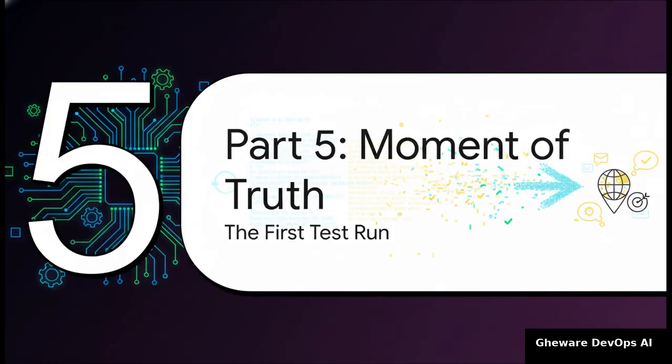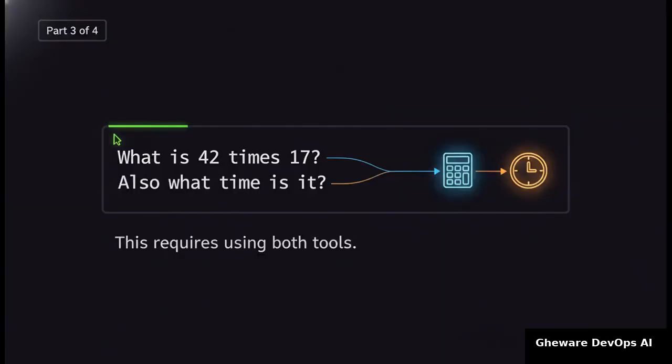The assembly is complete. The agent is built. There is only one thing left to do. Let's give it a mission and see what happens. This is the moment of truth. We're going to give it a prompt that's specifically designed to force it to use both of its tools. See, it can't possibly answer this without successfully using the calculator and the time tool. Okay, it's time to run the script. Let's see this thing in action.